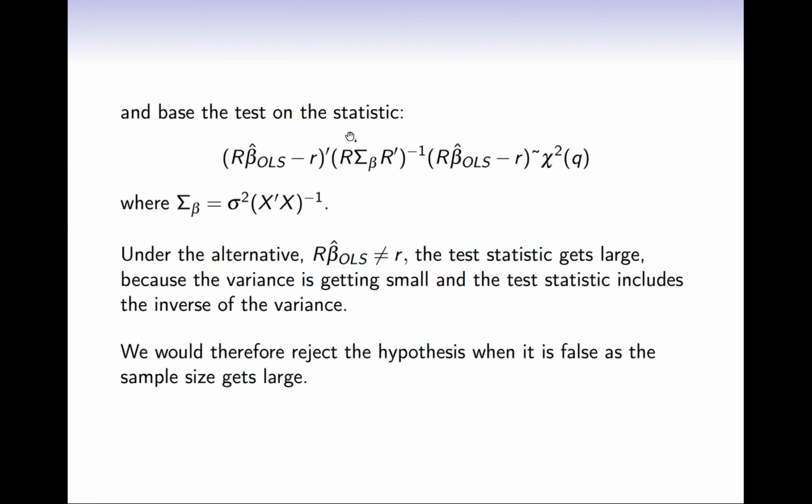Okay, so notice that if the null hypothesis is not valid, so R beta hat is not equal to r, then this test statistic gets large. Because this would then not be equal to r, so this would just be some number, and this variance is actually getting smaller, and we're taking the inverse, so this is actually getting big. So the test has power under the alternative because the statistic is getting large under the alternative.